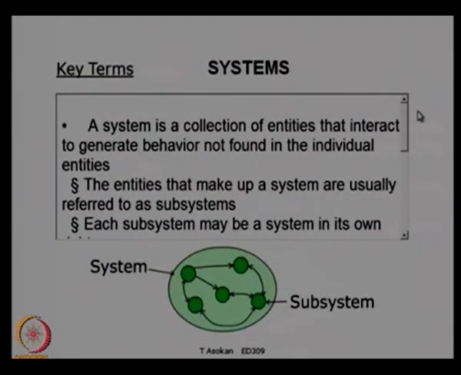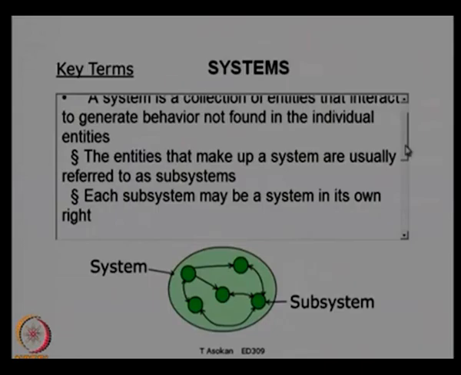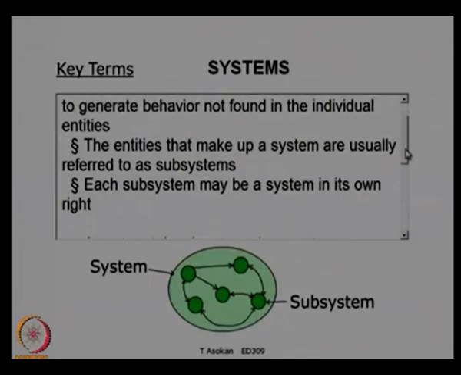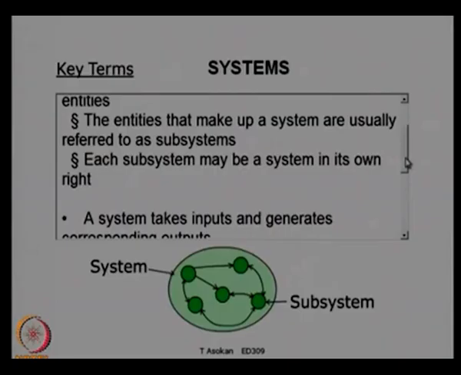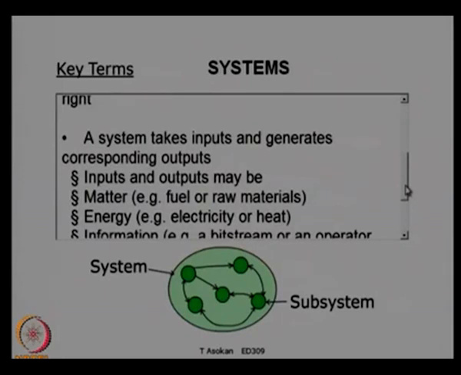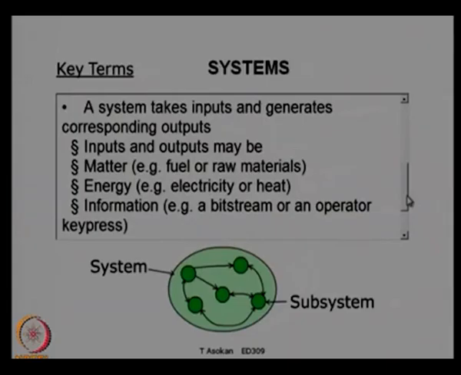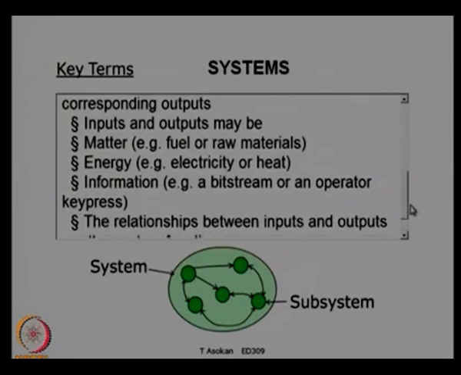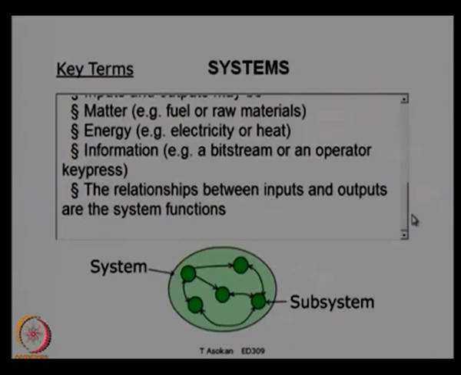So let us define some of the important key terms which we may be using frequently in the design of the system. The definition of the system we already saw, which is a collection of entities that interact to generate behavior not found in the individual entities, and the entities that make up a system are usually referred to as subsystems, and each subsystem may be a system in its own right, and a system takes inputs and generates corresponding outputs. So every system takes some input and generates outputs, and these inputs and outputs may be matter, energy, or information. So any of these can be the input. The relationship between inputs and outputs are the system functions.